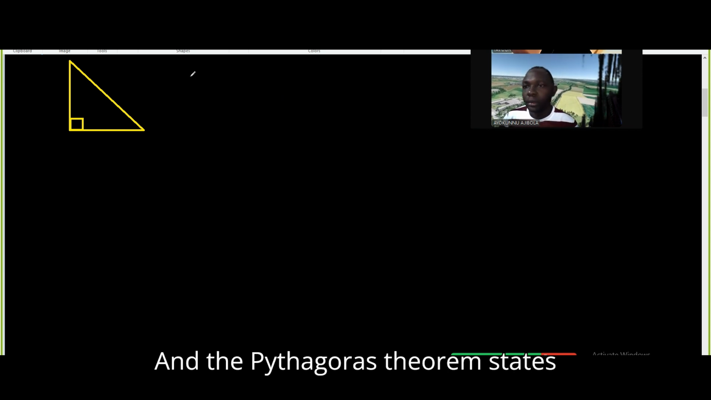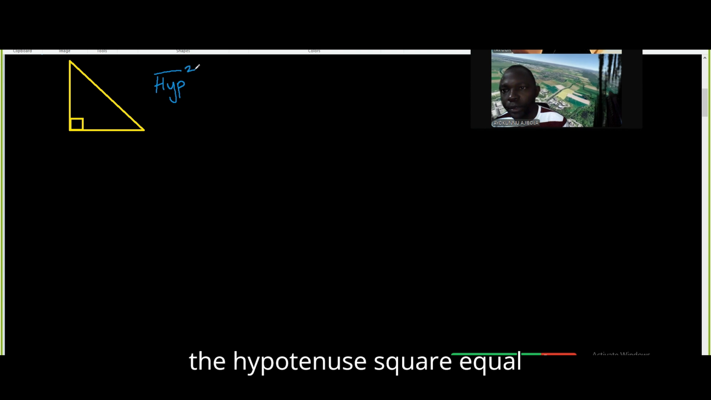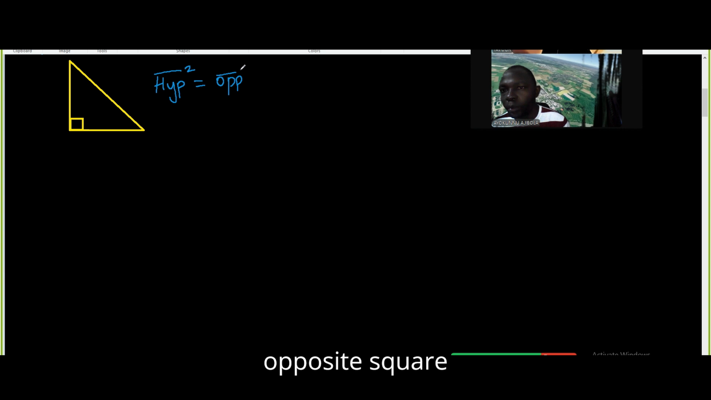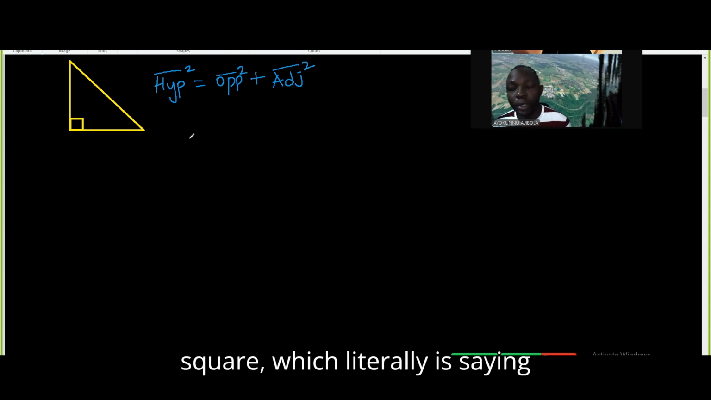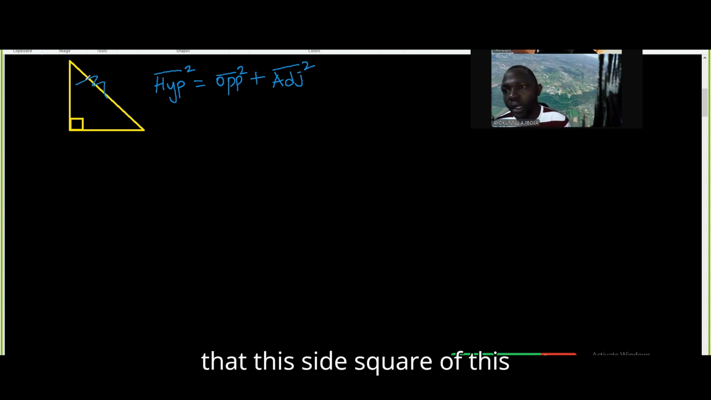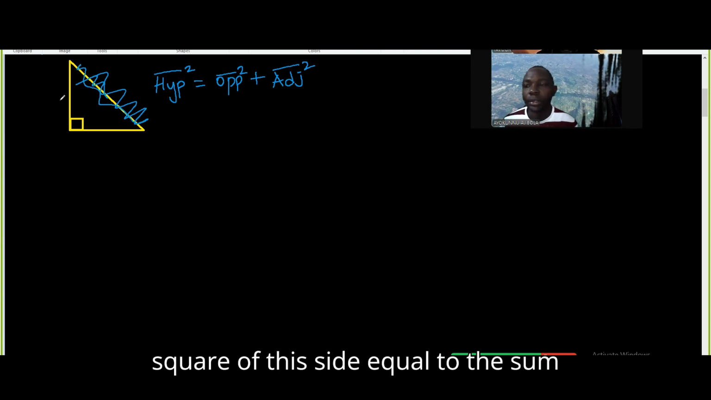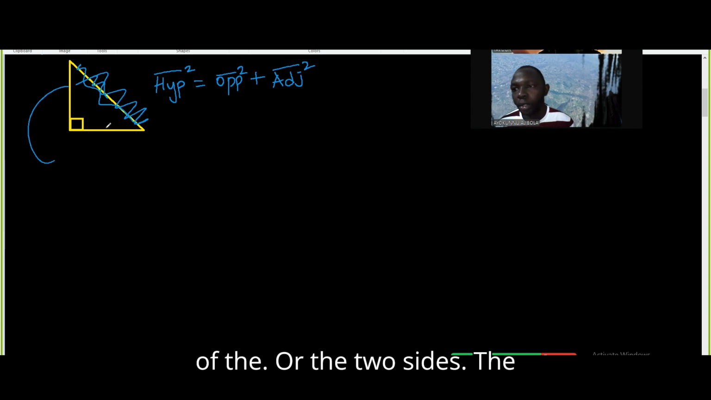And the Pythagoras theorem states that the hypotenuse square equals opposite square plus adjacent square, which literally is saying that the square of this side equals the sum of the squares of the other two sides.